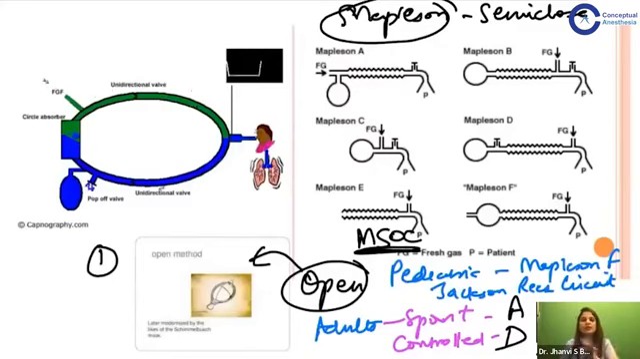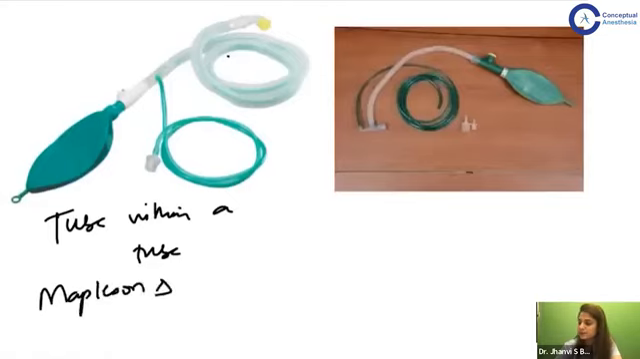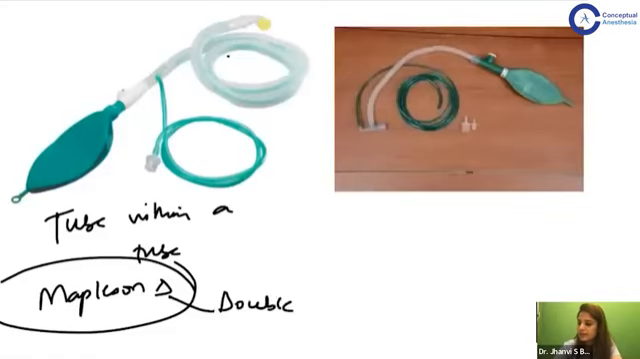Only 3 questions about Mapleson and nothing else. If they ask you to identify any Mapleson circuit, remember there are only 2 Mapleson circuits that we use now. I will show you the picture of those 2 Mapleson circuits. If you see a tube within a tube, can you see there is a green tube within a white tube? So this is Mapleson D. You can remember this as D for double tube. So you can see 2 tubes. One is green inside and the other one is white outside.